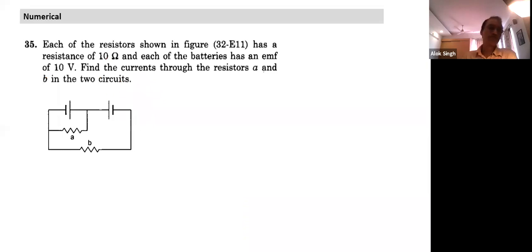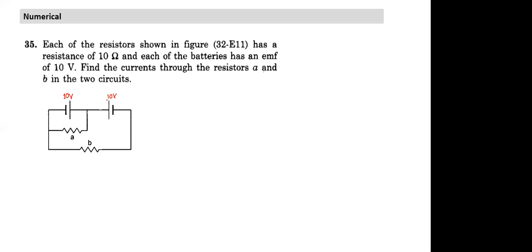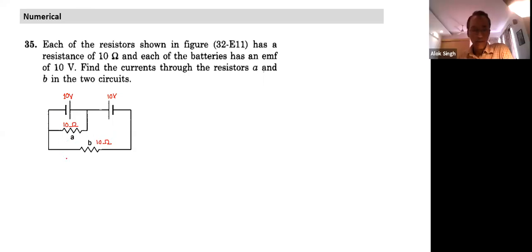This circuit, because some of you do SC Verma, so I thought let me go through some questions from SC Verma, and then we can go to ET Stone. What is given here? This battery is 10 volts. This battery also is 10 volts. And all resistances are 10 ohms. Find the current through resistors A and B.